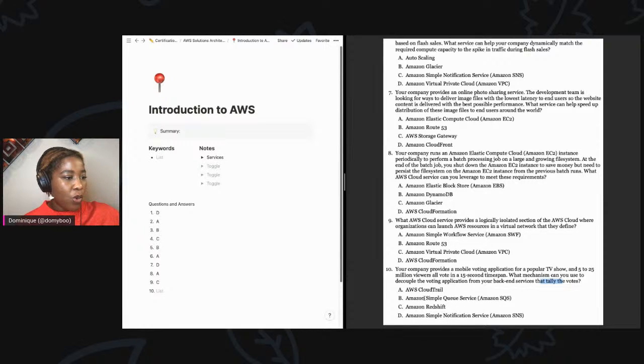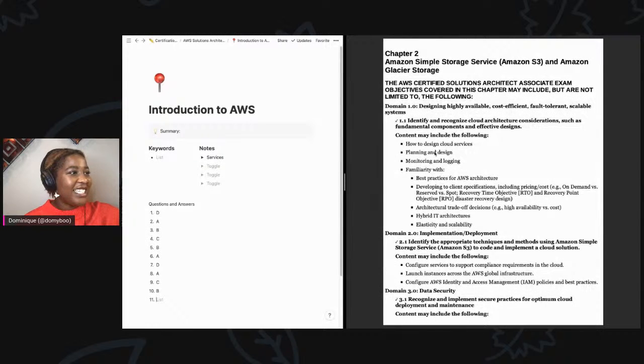I'm going to go with B. I feel like a notification service is if I wanted to push out a message to someone, whereas a queue service is if I'm queuing all of the votes that are coming in. That's the way I'm interpreting it. I hope I'm interpreting that correctly.